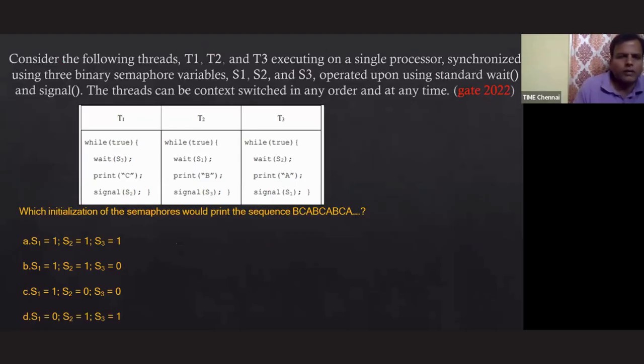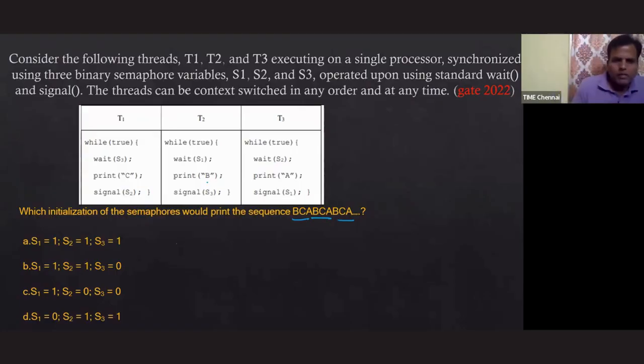22. So, next one. Consider the following threads T1, T2, T3 executing on a single processor, synchronized using three binary semaphore variables S1, S2, S3 operated upon using standard wait and signal operations. The threads can be context switched in any order at any time. Which initialization of semaphore would print the sequence BCA, BCA, BCA? I want BCA, BCA, BCA.